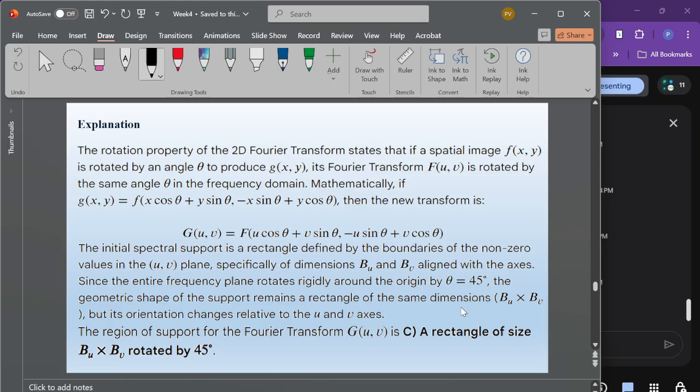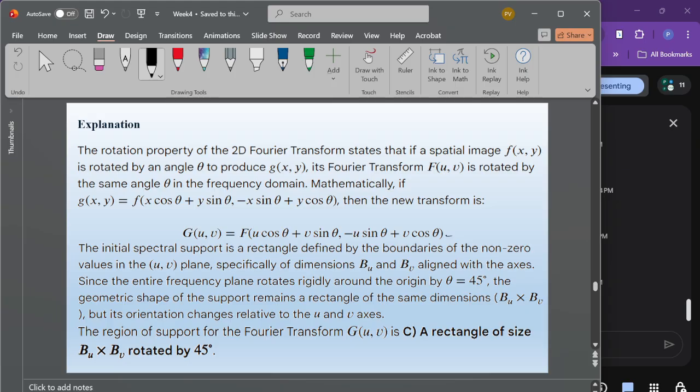Then the new transform, G(u, v), the Fourier transform in the frequency domain, is F of u cos theta plus v sin theta, minus u sin theta plus v cos theta. So the initial spectral support is the rectangle defined by the boundaries of the non-zero values in the UV plane, with dimensions Vu and Vv aligned with the axes.